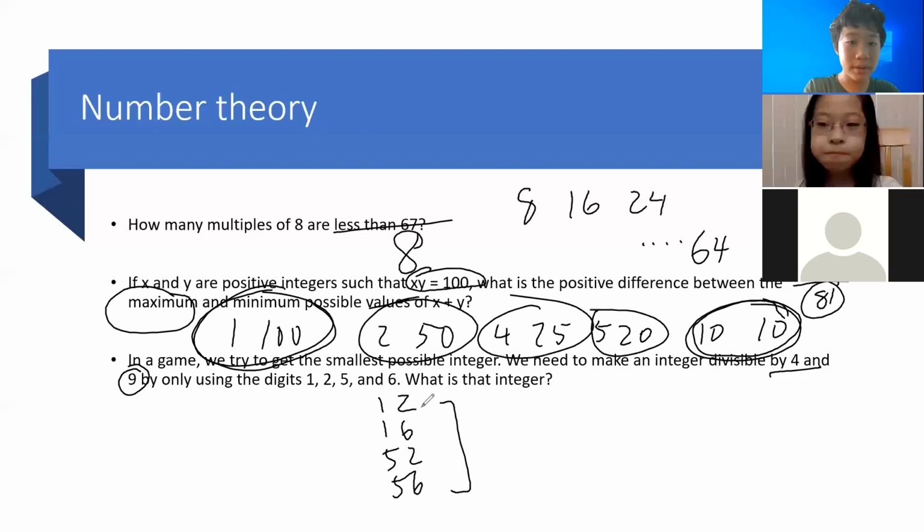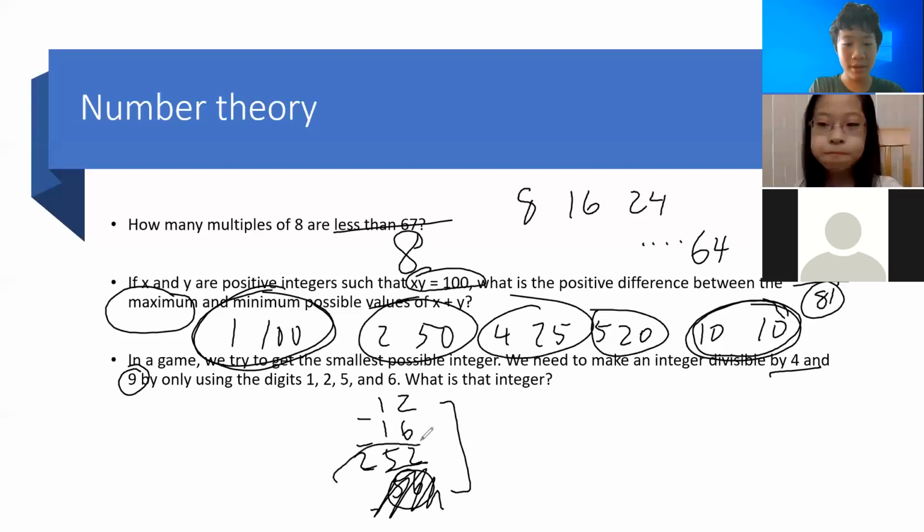So it seems like what we need to do is minimize the hundreds digit. That is our final goal, right? Obviously, 11 is not going to work because that's already over 9. Let's cancel that out. For the third one, 52, what number can we add to 52 to make it a multiple of 9? Well, 5 plus 2 is 7. To get to a multiple of 9, we have to add 2. So 252. Well, that's a possible value.